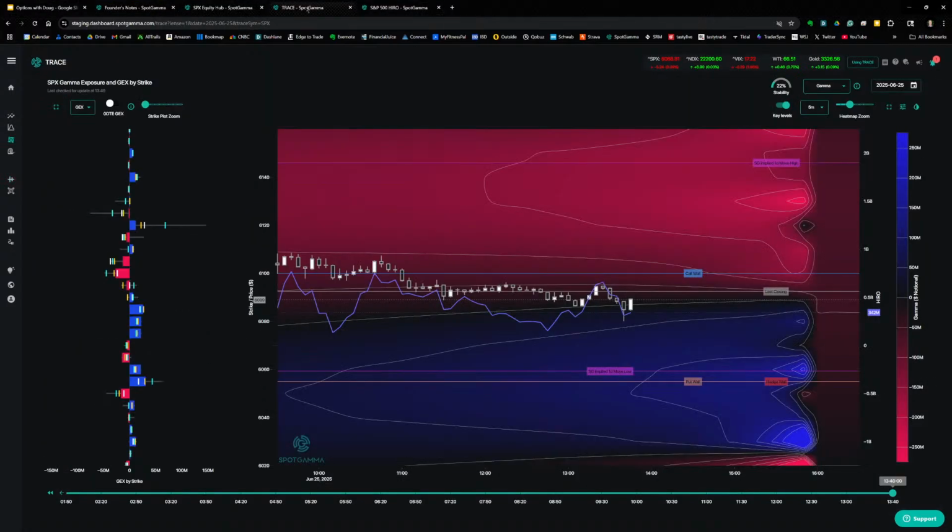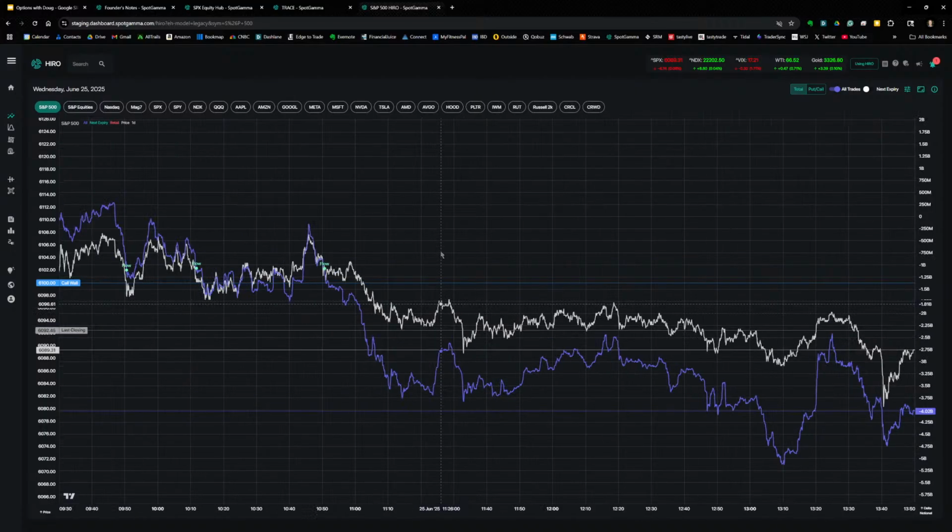All right, so back to TRACE. Again, positive gamma support down below and negative gamma up above. And we'll keep an eye out for these strikes, Captain Condor, Iron Condor strikes. So again, that's 6050, 6055 on the downside and 6120, 6125 on the upside. All right, let's take a look at some setups now. Let's see what traders have been doing.